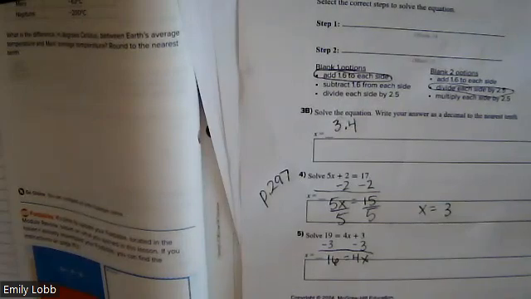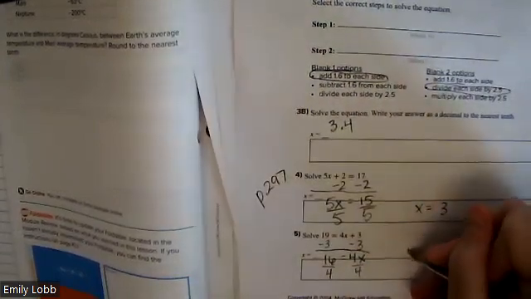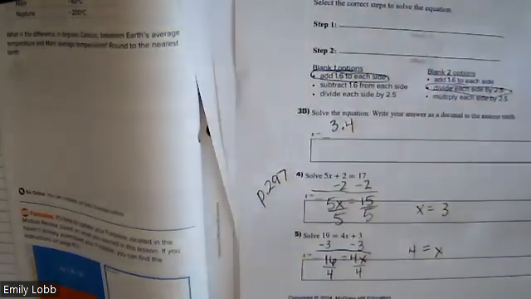19 minus 3 is 16 equals 4x. How do I undo multiplying by 4? Divide by 4. 16 divided by 4 is 4. 4 is equal to x.